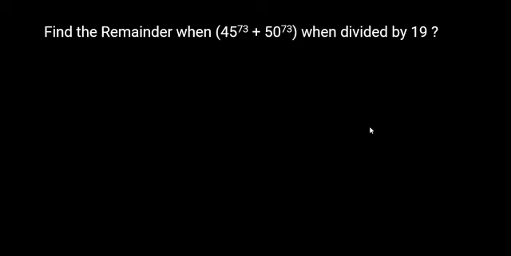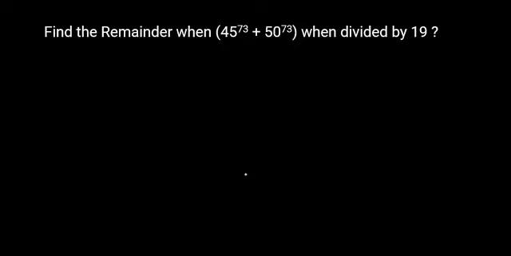So welcome to the video lecture series on quantitative aptitude. In today's aptitude, we will be discussing problem solving based on number systems. Now let us see this problem. We are supposed to solve this problem. Find the remainder when 45 to the power of 73 plus 50 to the power of 73 is divided by 19. So what will be the remainder in this case?